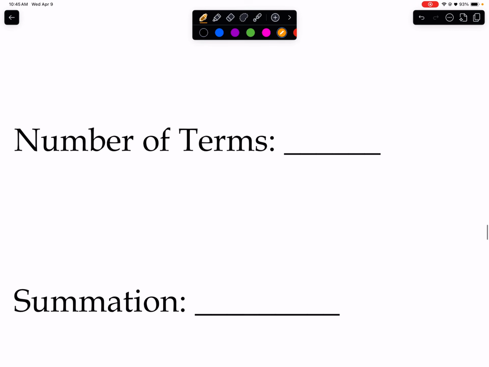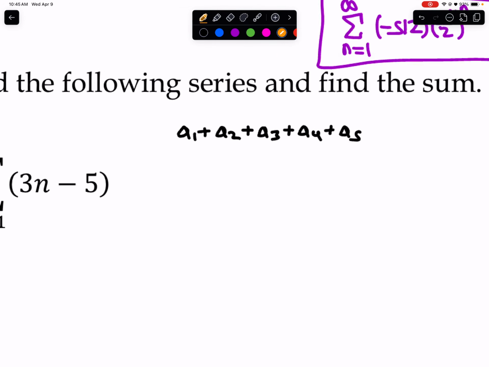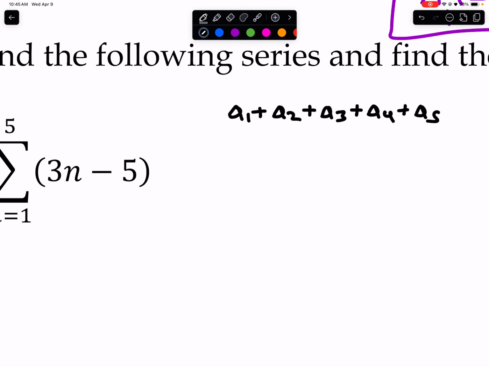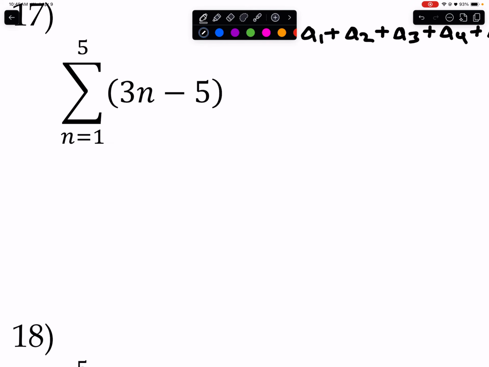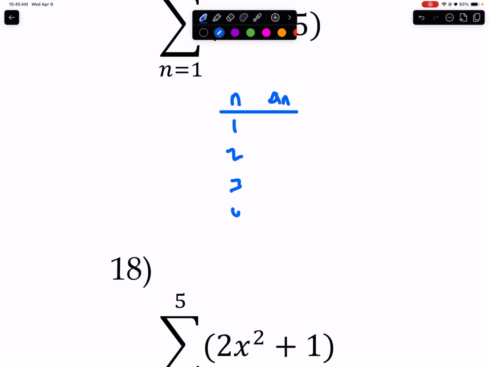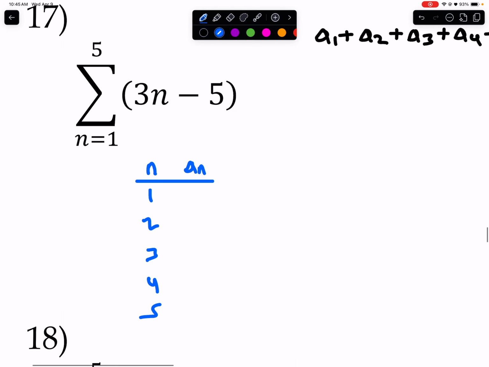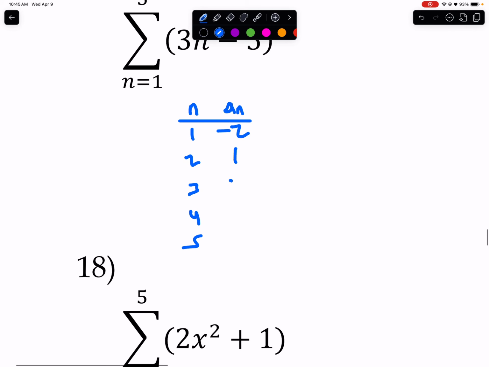So over here, I'm going to put a 5. Now we actually want to find the summation. There are a bunch of different ways and layouts you could do, but for these, sometimes I just like making a table. So I'll make a table with n and then a sub n for my sequence. I know I want 1, 2, 3, 4, and 5. If I plug in 1, that's 3 minus 5, which is negative 2. For 2, 2 times 3, which is 6, minus 5 is 1. Then I'm just going to add 3, which means 4, 7, and 10.